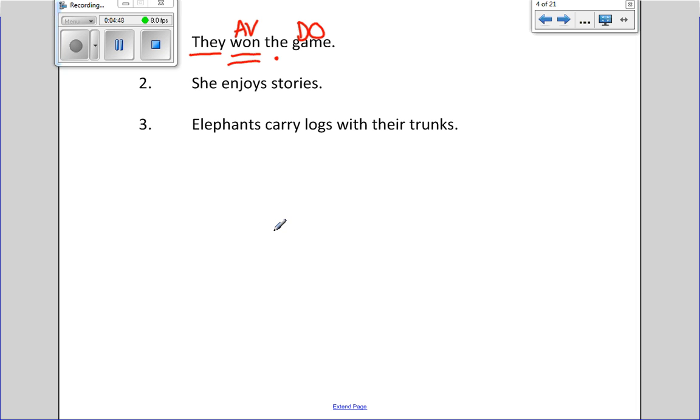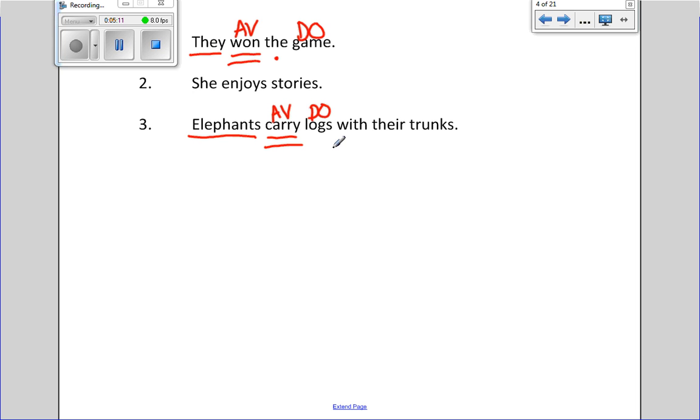What about number 3? Elephants carry logs with their trunks. So we go through who or what the sentence is about. The elephants. What are they doing? They're carrying. Is that an action verb? Yes. So now we can look for a direct object. Elephants carry what? They carry logs. So that would be the direct object.